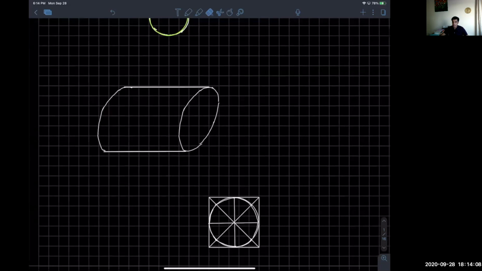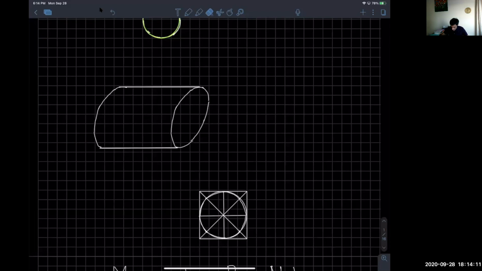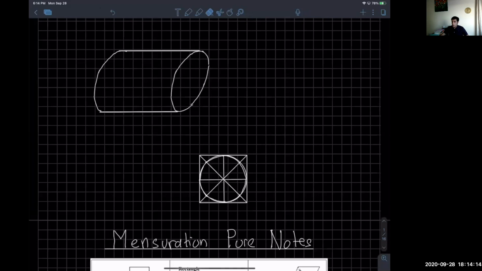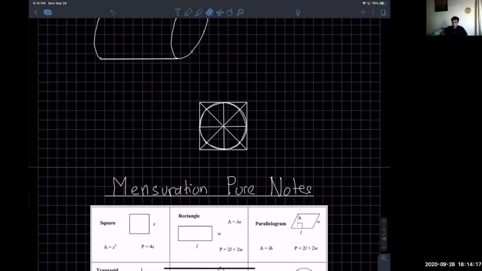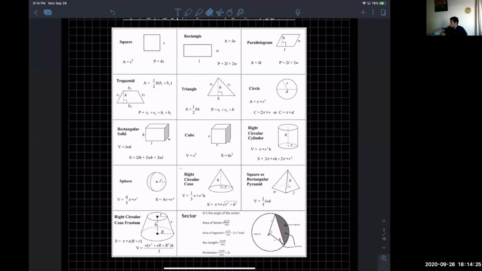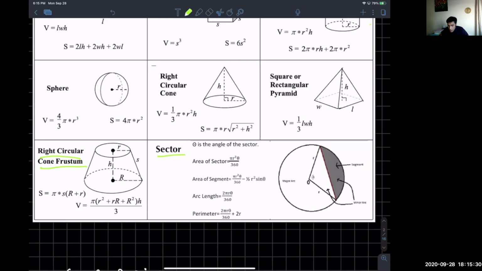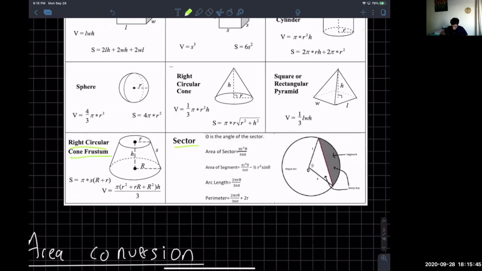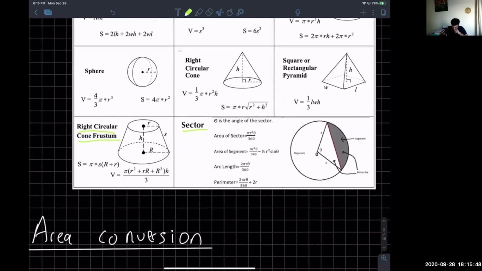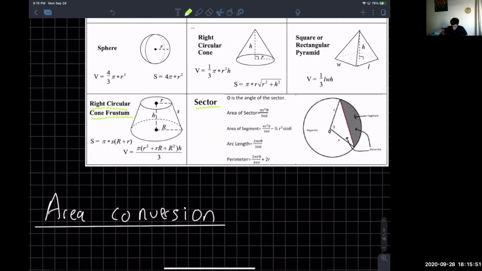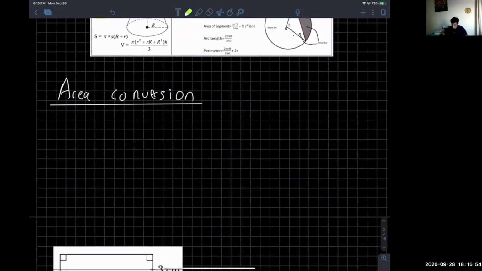So this is basically where decomposition can be used, and this is where the mensuration portion comes in pretty well. So for today, the pure notes that you will need to know is everything in here. I don't think it's that important to memorize. It's more important to understand how these are built up from their smaller portions. We'll get to that later on, and we'll go into area conversions later on. But let me show you.